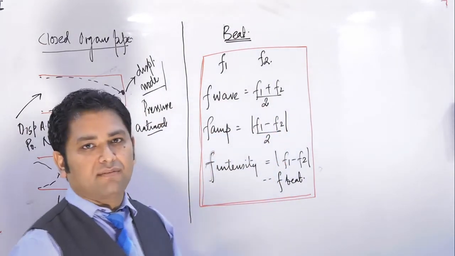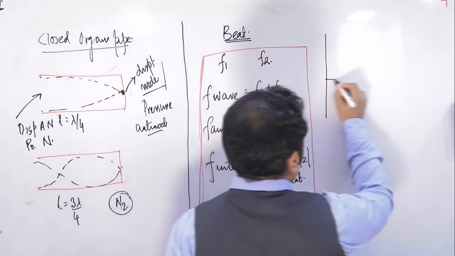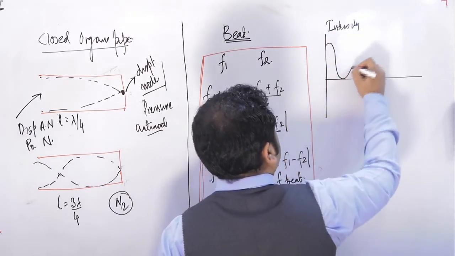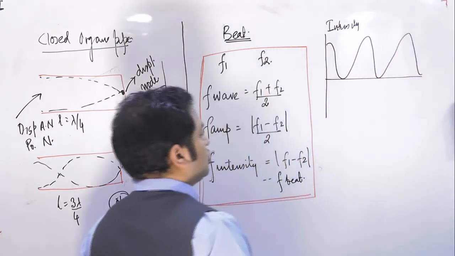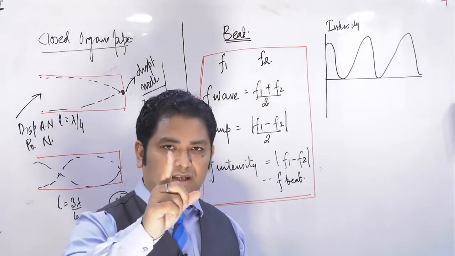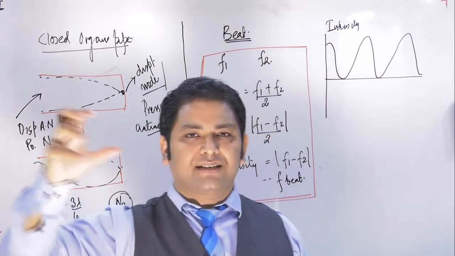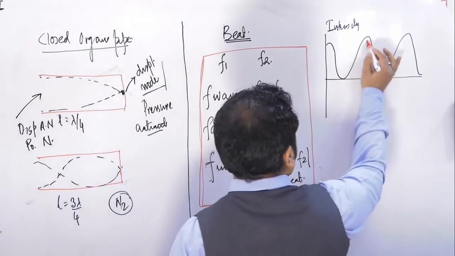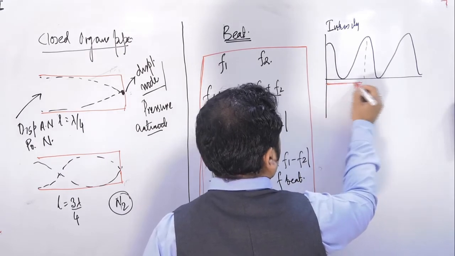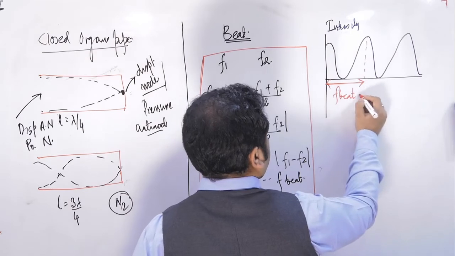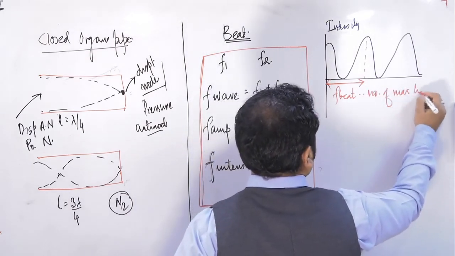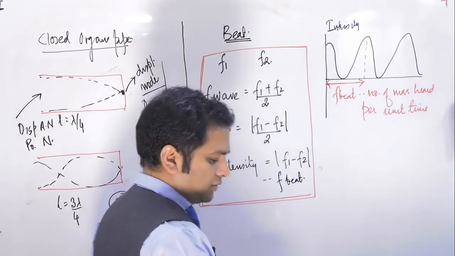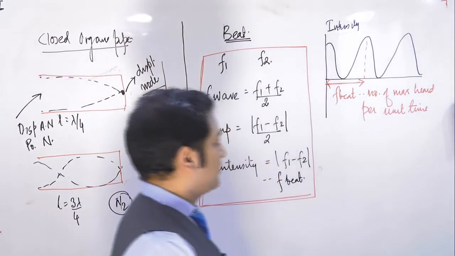So how would a typical beat wave look, if you add two sounds, how would the intensity of the resultant vary? It's something like this. Individually, the two waves are of flat intensity. When you play them together, the intensity goes up, goes down, and this is called the beat frequency. The beat frequency is the number of maxima heard per unit time.